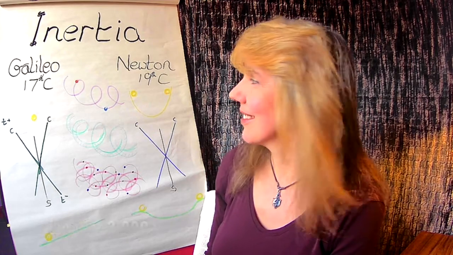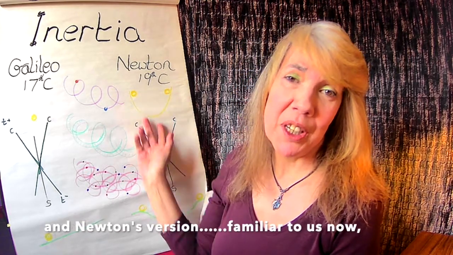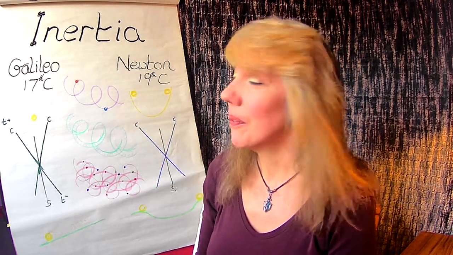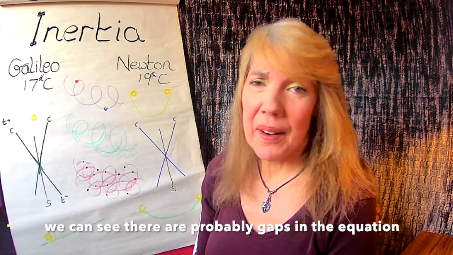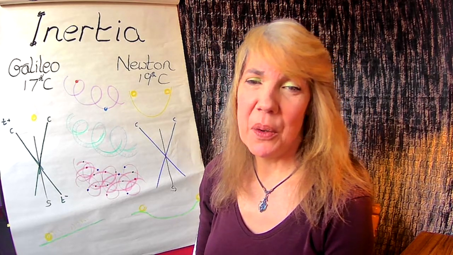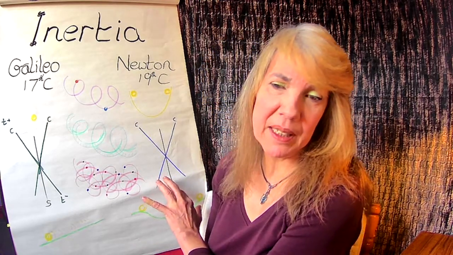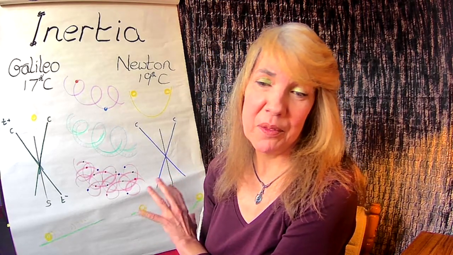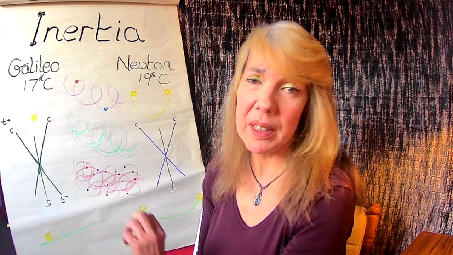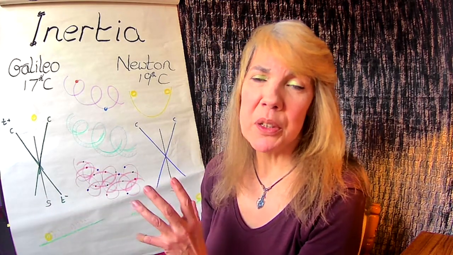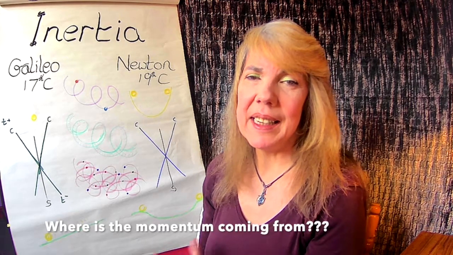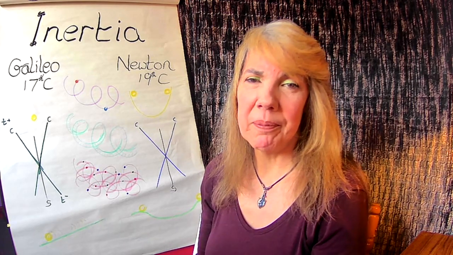If we look at these two paradoxes, we see the difference between Galileo's version, the familiar one for 2,000 years ago, and Newton's version, which is the familiar one to us now. We can see that there are probably gaps in the equation, because this being more of an accurate version of parameters than this one still leaves open to interpretation where is the momentum coming from, what drives it.